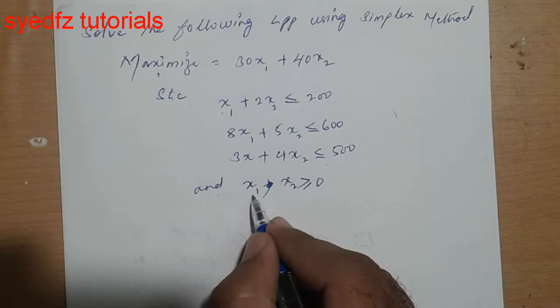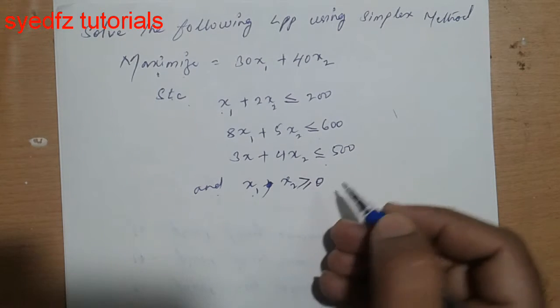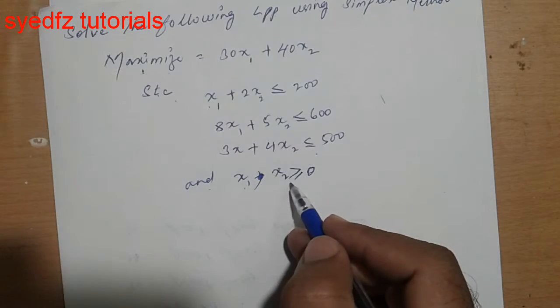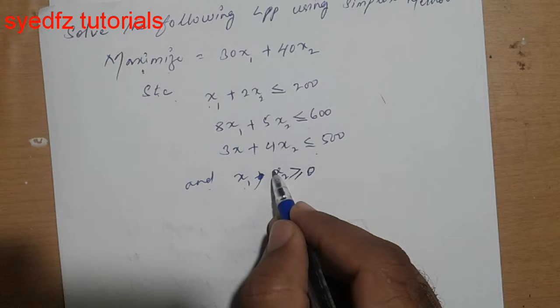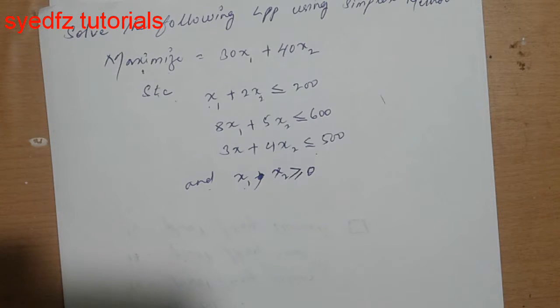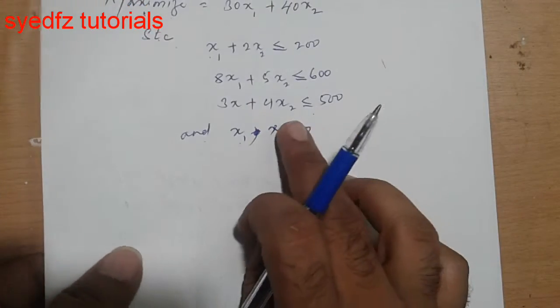And there are two points, x1 and x2, which should always be greater than or equal to 0, because these are the main points subject to the constraints. Now what do we have to do? First step: what is the first step? Standard form. Definitely this question has a standard form.